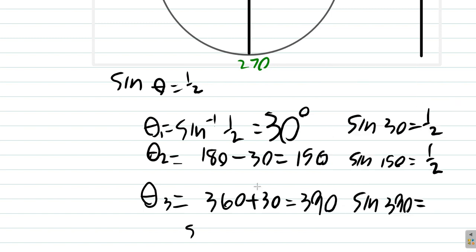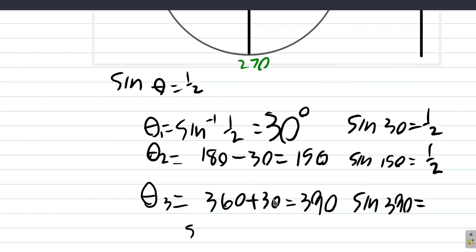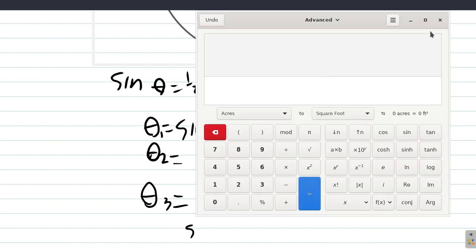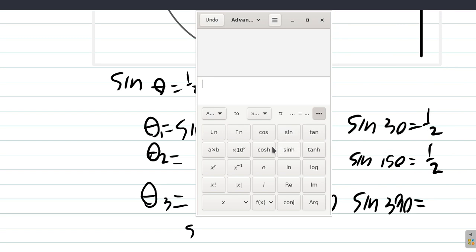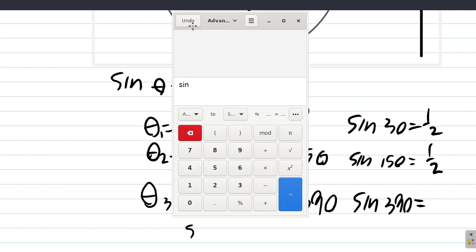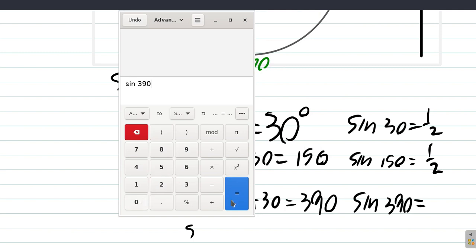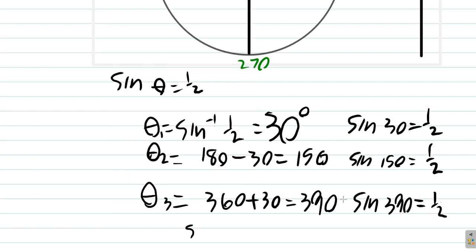Let us use our calculator on screen and test this. Now, this is already in degree mode. So, the sine of, what is it again? 390. 390 equals half. So for theta, it could be 30, because sine 30 is half. It could be 150, because sine 150 is half. It could be 390, because sine 390 is half.